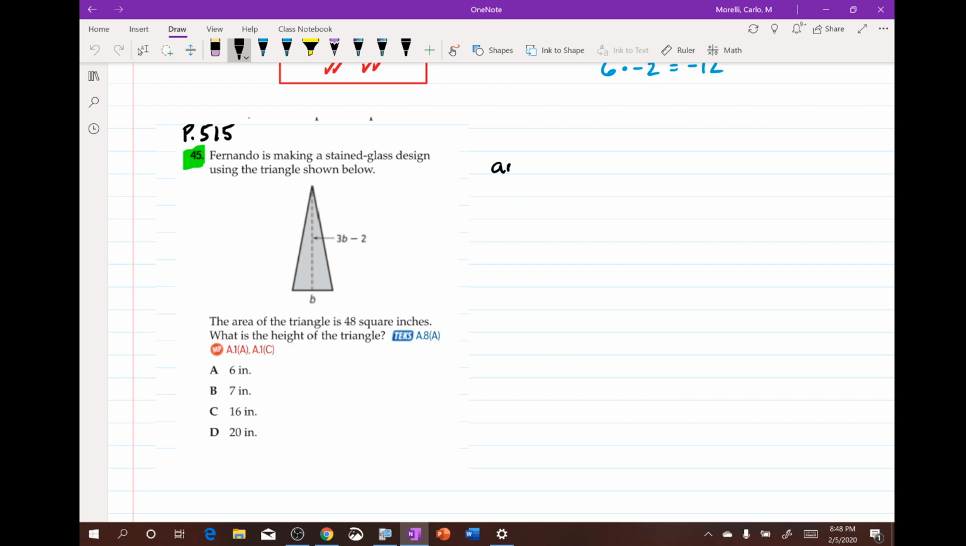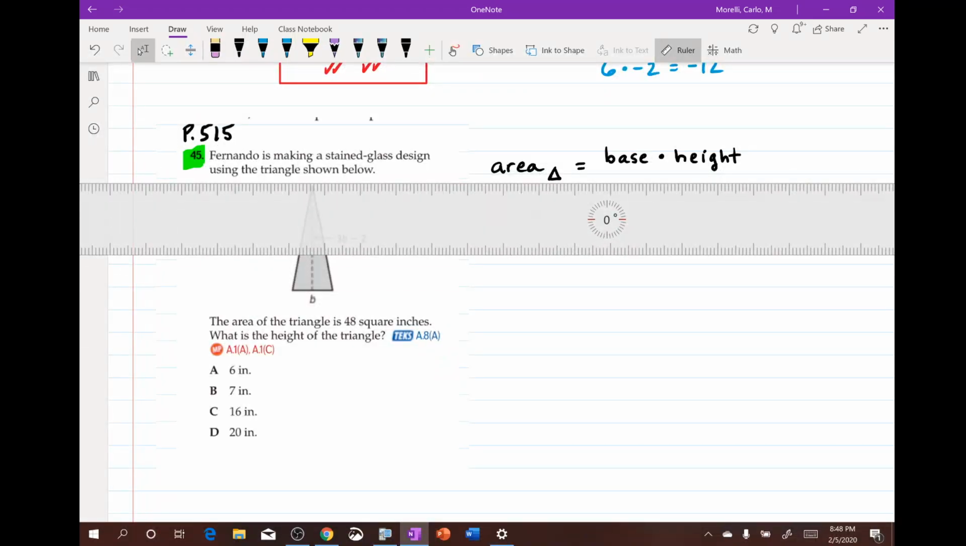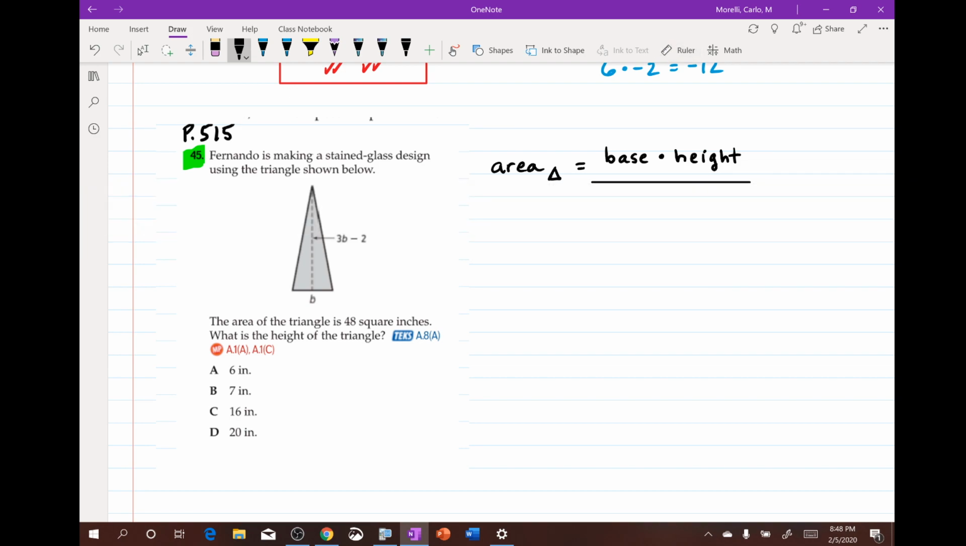So the area of a triangle is equal to the base of the triangle times the height divided by 2. Do we agree? So we are given the base of the triangle as B. We're also given the area. See, here's the area right here. It says the area is 48 square inches. All right, so the area is 48.